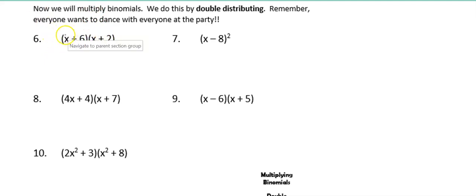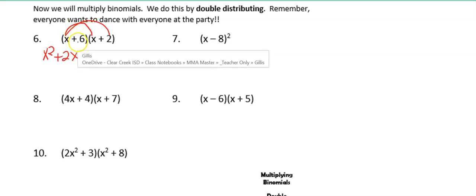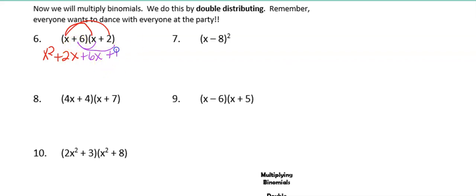So the first thing I'm going to do is x is going to go to the party, dance with x for an x squared. Then x is going to go dance with 2 for a 2x. Now 6 is like, whoa, whoa, whoa, whoa, whoa. I want to party too. So 6 is going to go and dance with x, and that's going to be a 6x. 6 is going to go dance with 2. 6 times 2 is 12. And then you're going to combine your like terms, which are usually going to be those middle 2 terms. So it's x squared, 6 plus 2 is 8x plus 12.